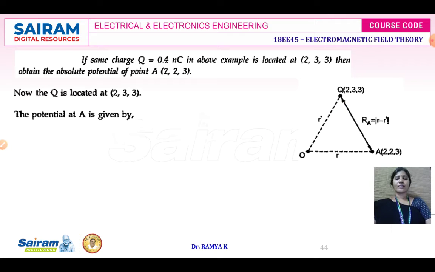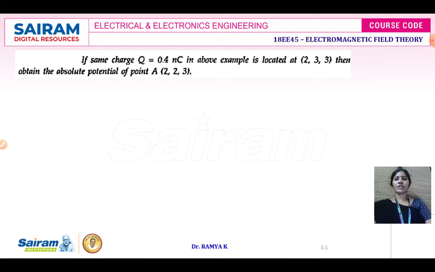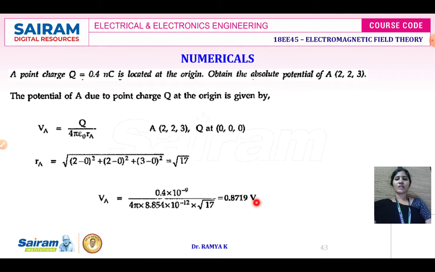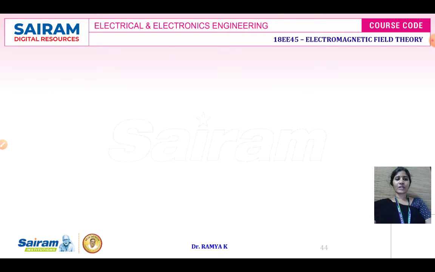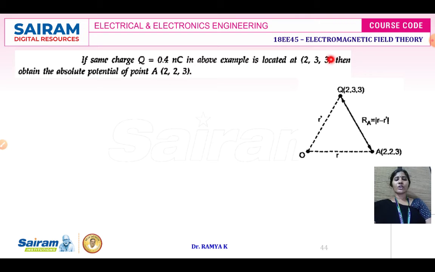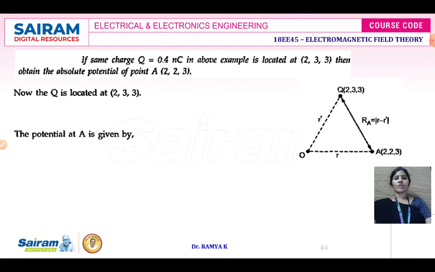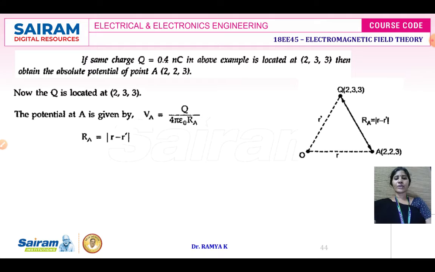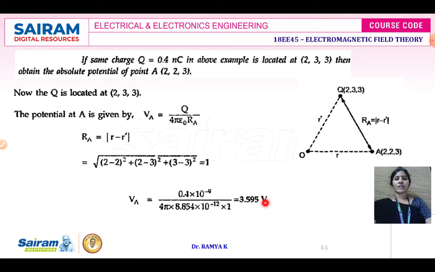So when you see the difference, when your point charge is placed at the origin, your voltage is less. You could see the value of the potential for the same charge when it is placed at the origin is 0.8719. For the same problem, if your point charge is located at 2, 3, 3, then the value of the potential obtained is 3.595 volt.